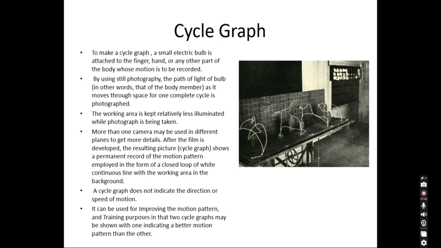The working area is kept relatively less illuminated while the photograph is being taken. More than one camera may be used in different planes to get more details. After the film is developed, the resulting picture, the cycle graph, shows a permanent record of the motion pattern employed in the form of a closed loop of white continuous line with the working area in the background. A cycle graph does not indicate the direction or speed of motion.